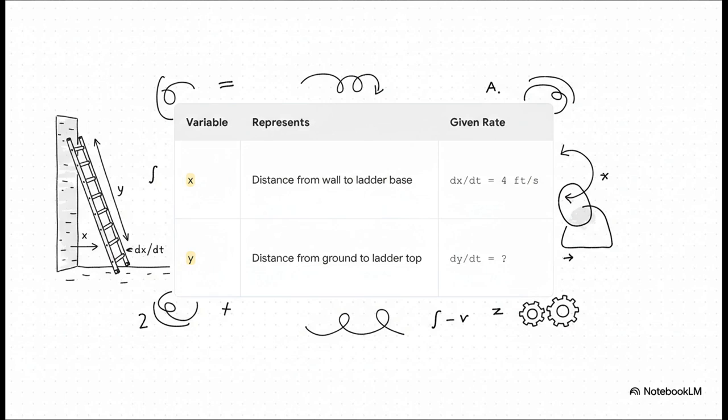We'll call the distance on the ground x and the height on the wall y. The problem gives us dx over dt. That's the speed of the bottom sliding away. And what we need to find is dy over dt, the speed of the top sliding down.